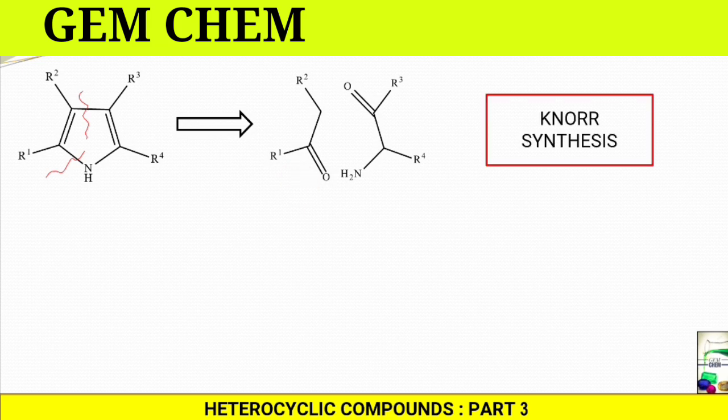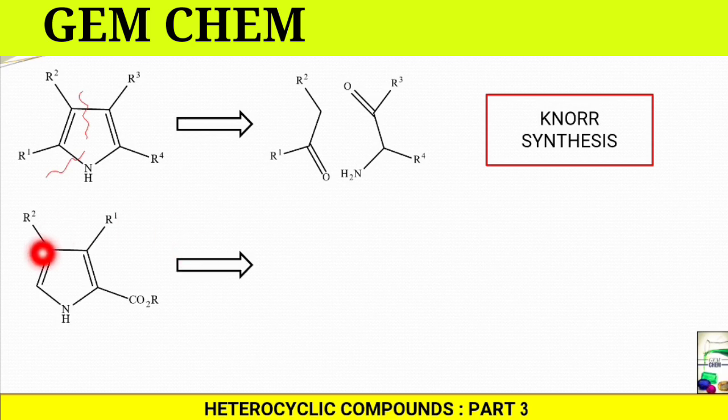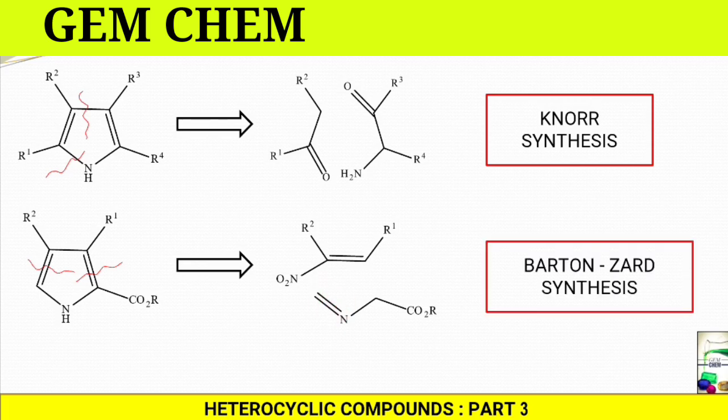After this, we can have this type of pyrrole ring where CO2R is present, and this can be done using another substrate where breaking of bond takes place in the double bond section. The synthons which can be used are this one, where we have a NO2 group on an alkene and we have a cyanide. This type of synthesis is known as Barton-Zard synthesis.